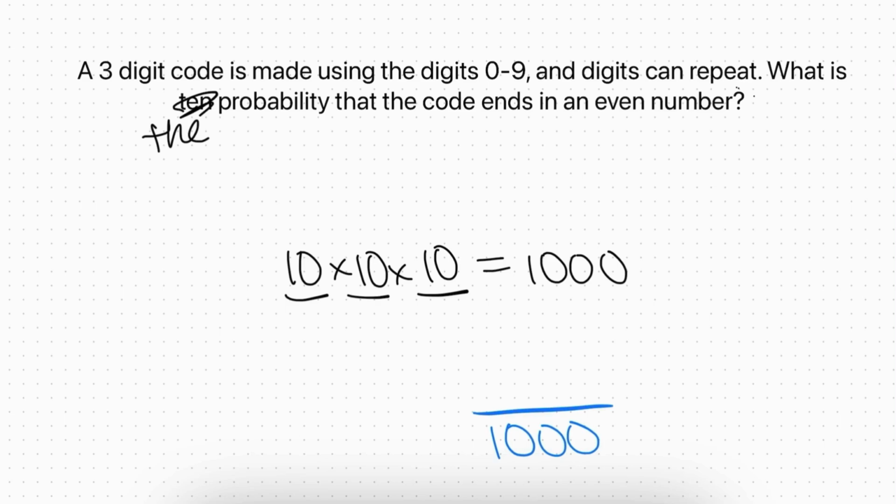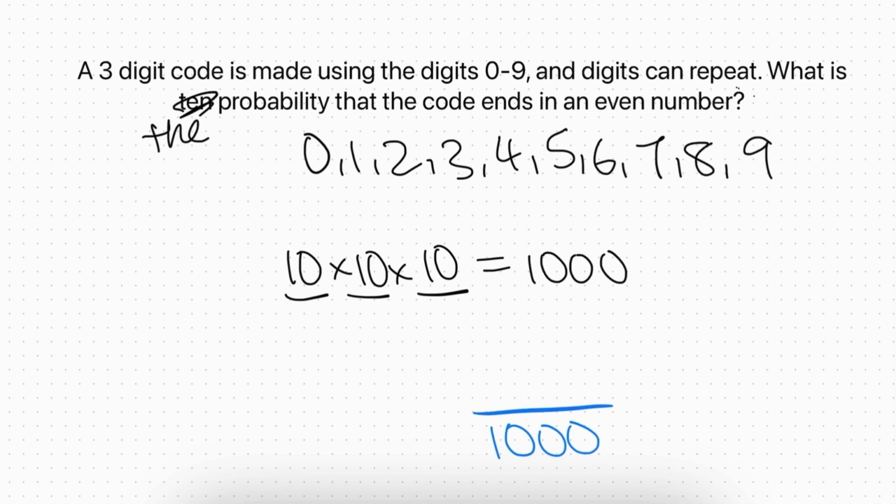Now let's try to find the numerator, and the numerator is the favorable outcomes. In this case, the favorable outcomes are the codes that end in an even number. So how many even numbers are there from 0 through 9? There's 0, 1, 2, 3, 4, 5, 6, 7, 8, 9. And the even numbers here are 0, 2, 4, 6, 8. That's 5 numbers right there. So for the last digit, we would have 5 possibilities.